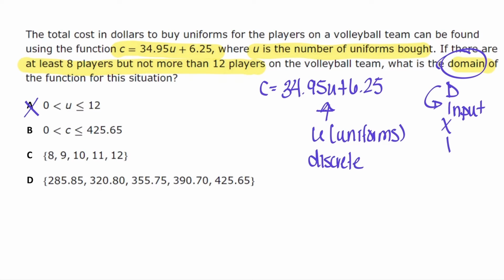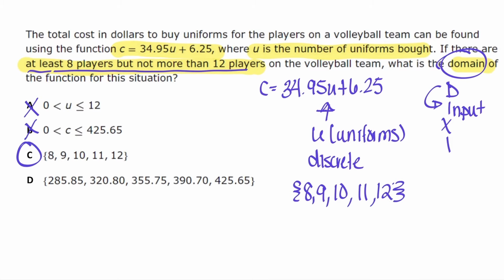So we can cross out A and B. Now we need to think about the domain. Well, it says there's at least 8 players, but not more than 12. So that means that our values will be 8, 9, 10, 11, and 12. That is why C is the correct answer. D is not the correct answer because D is actually the range of this function.